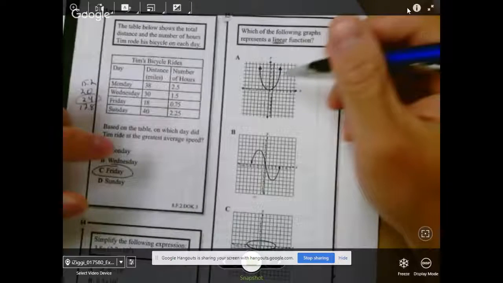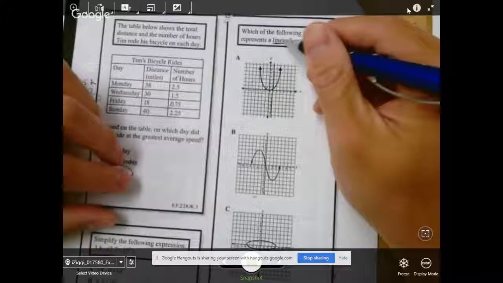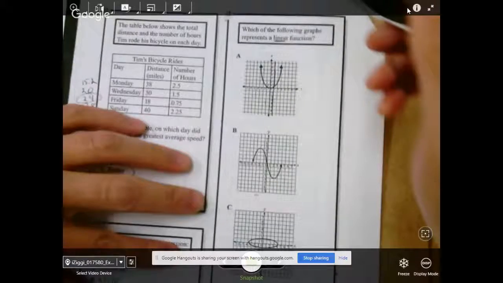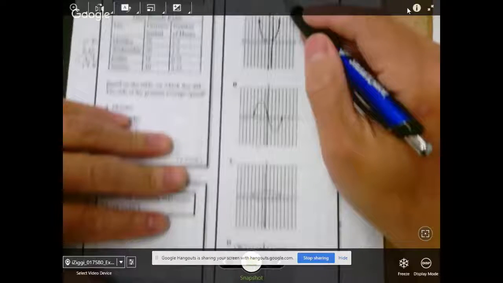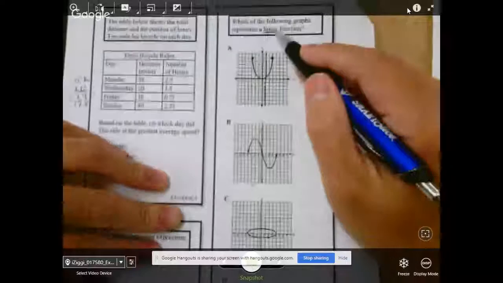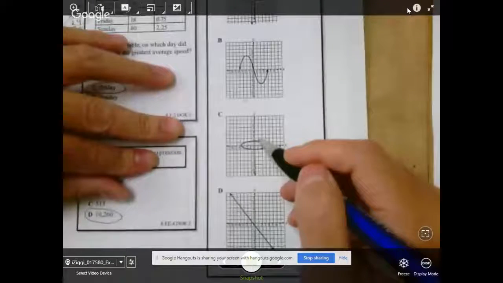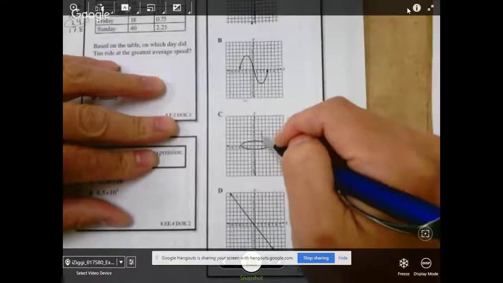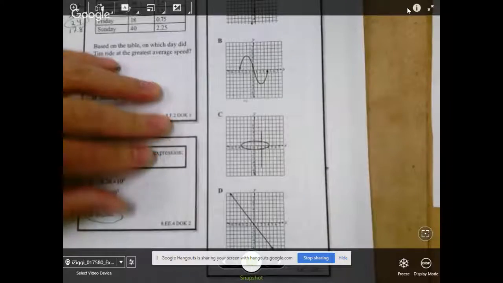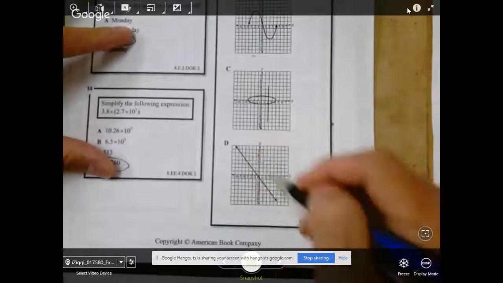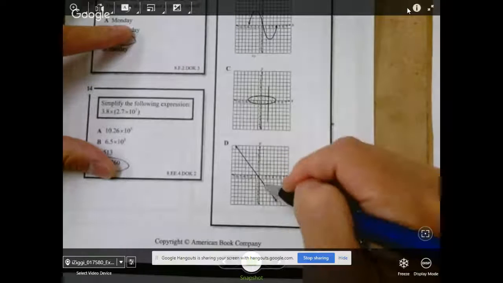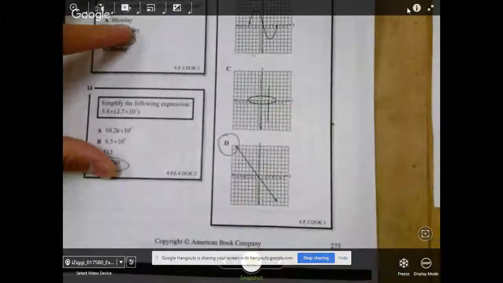B, this is also a function. Anywhere I draw a vertical line, it would only hit one time, but it's not a line. It wants a linear function. This is not a line either, and it's not a function. I hit 2 points right there. So it's not a line, it's not a function either. D is a line, and anywhere I draw a vertical line, it's only going to hit 1 point. D is the only linear function there.